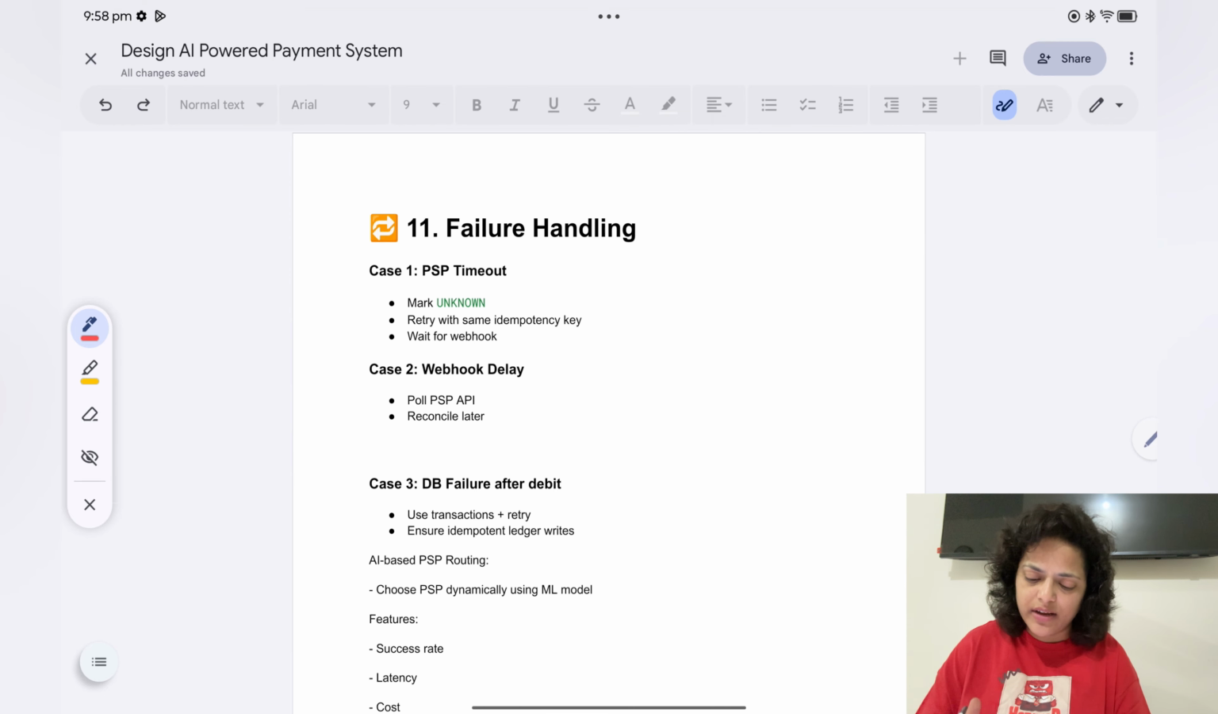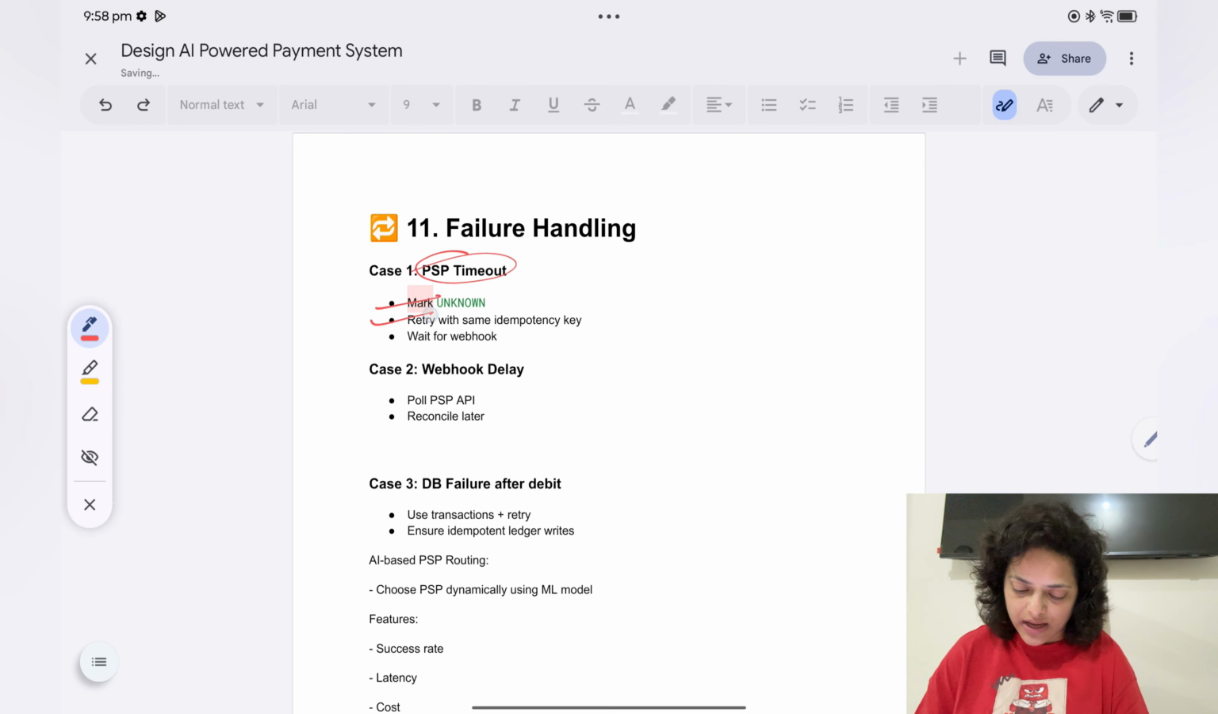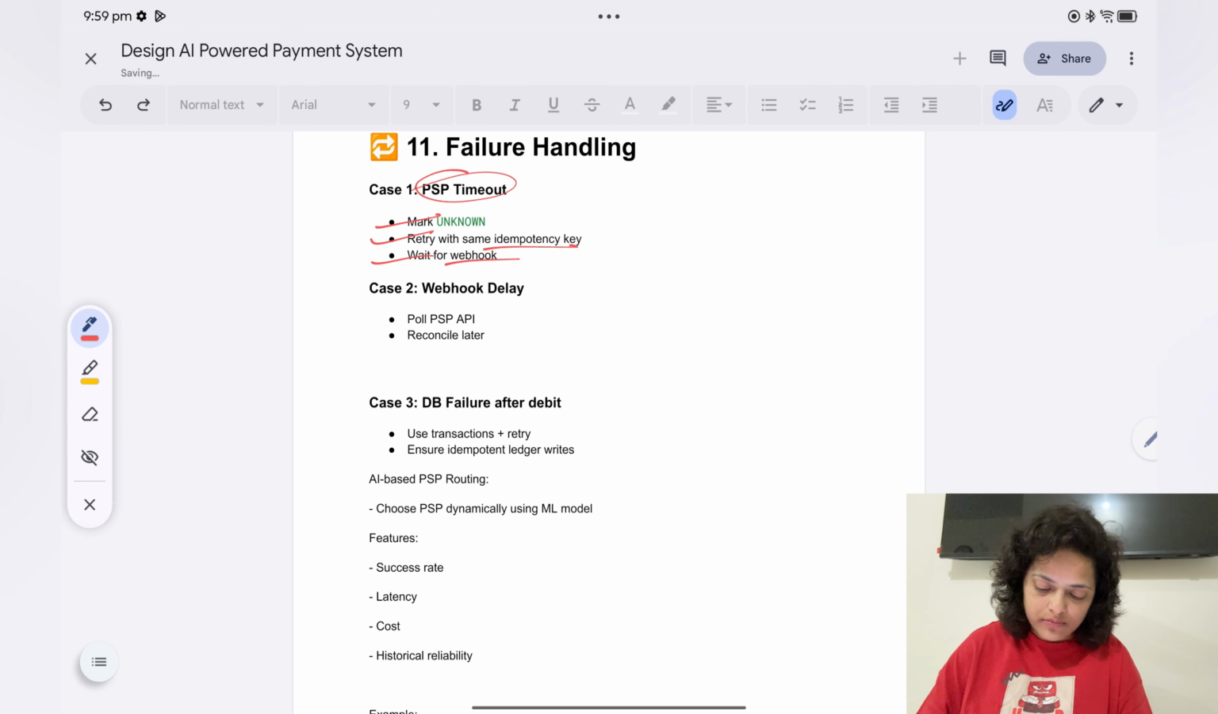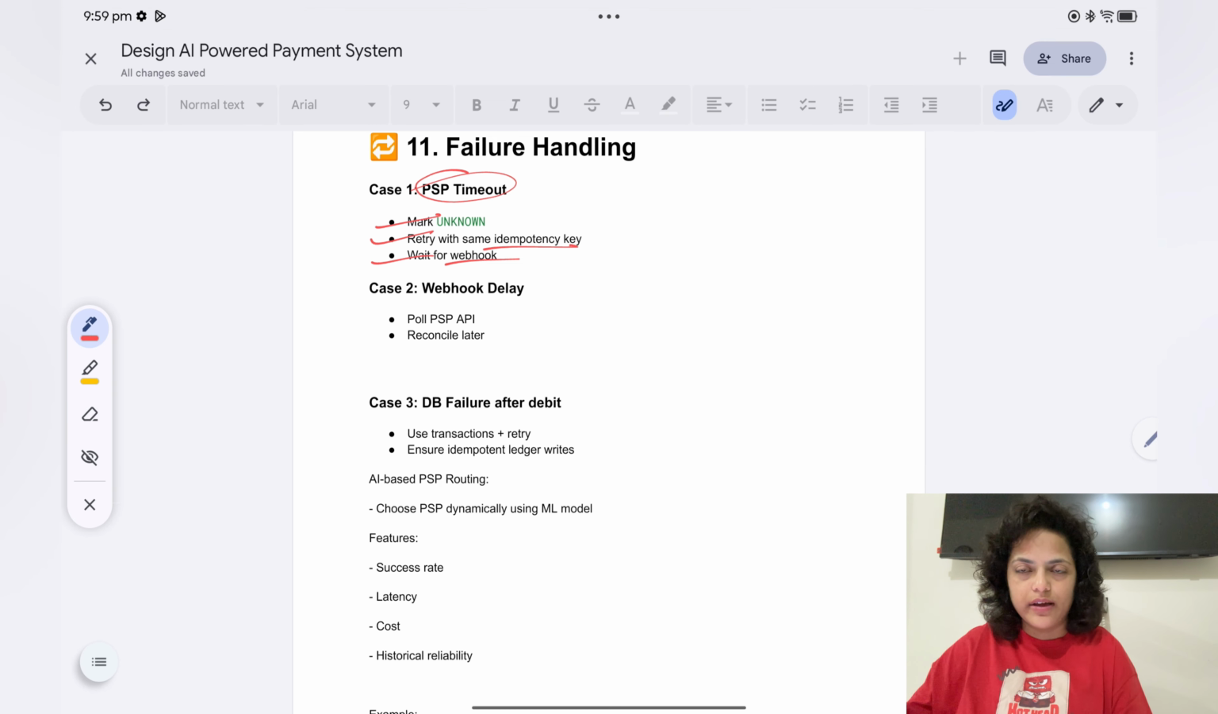Now failure handling: how will you handle the failure here? Let's say the PSP times out. In that case we will mark it as unknown and retry it using the same idempotency key, and wait for the webhook. The webhook will come from the PSP. Now if the webhook is delayed, that is, the webhook itself is taking time, in that case we will poll the PSP API. We will call the PSP API again and reconcile later. So later we will adjust it.